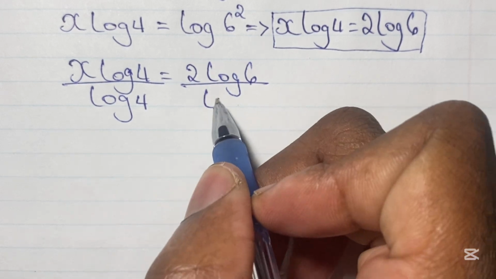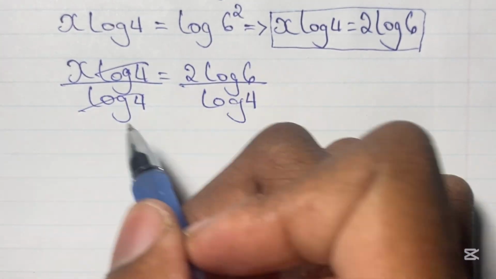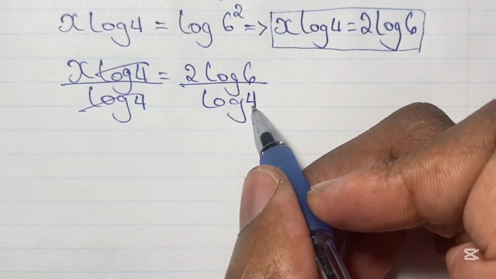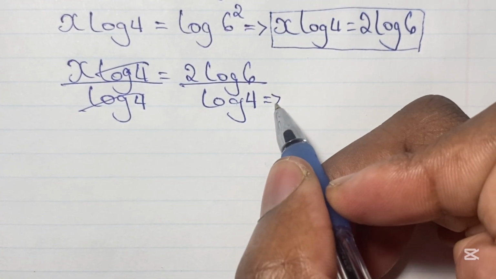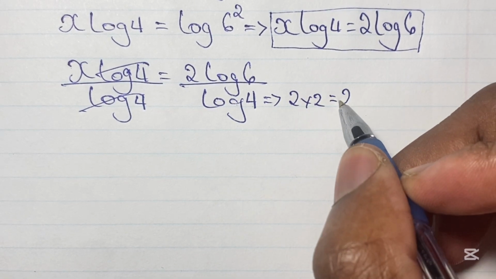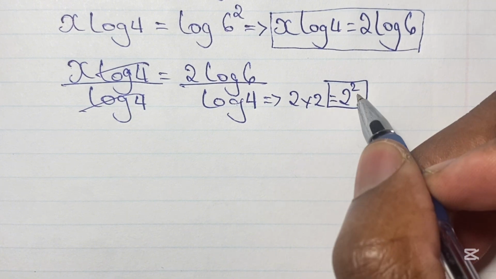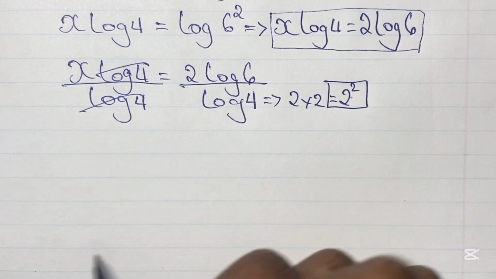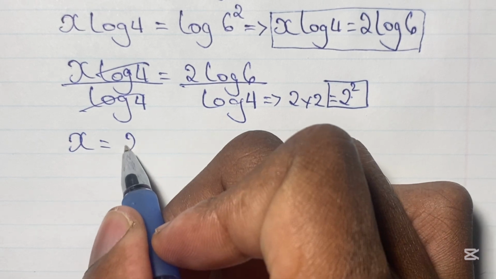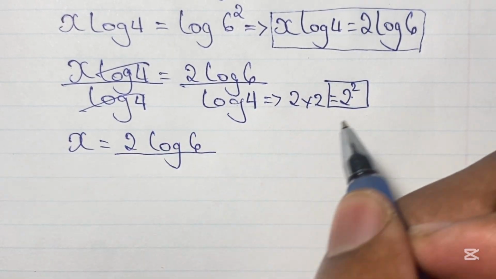So we say x log 4 over log 4 is equal to 2 log 6 over log 4. Then we cancel out log 4 on the left, and on the right we are left with 2 log 6 over log 4. For log 4, we know that 4 is 2 times 2, which is 2 squared. So we'll be replacing our 4 with 2 squared, so we'll have the log of 2 squared. So from here we have x is equal to 2 log 6 over log 2 squared.